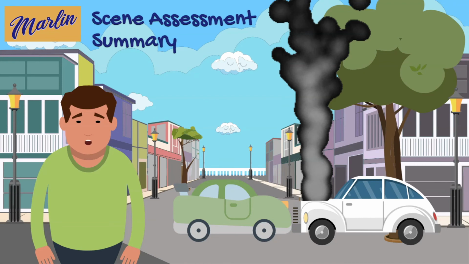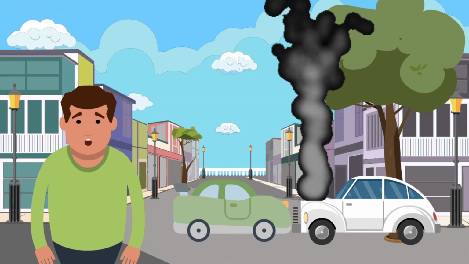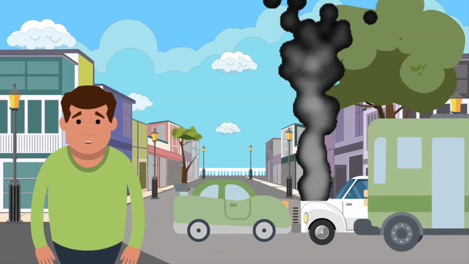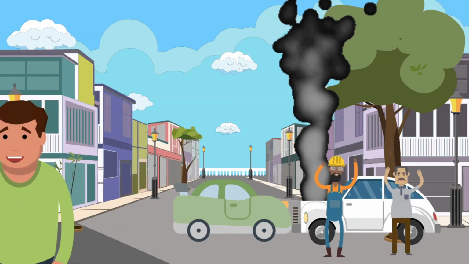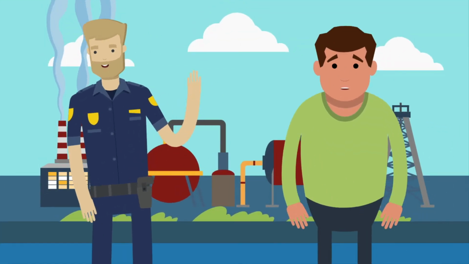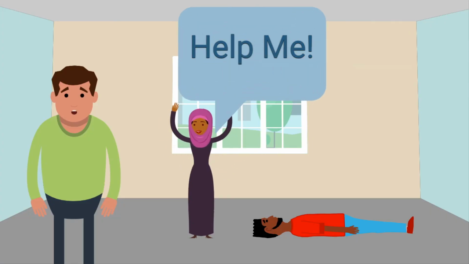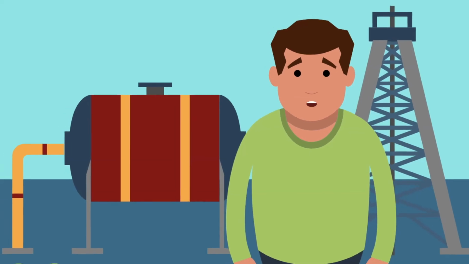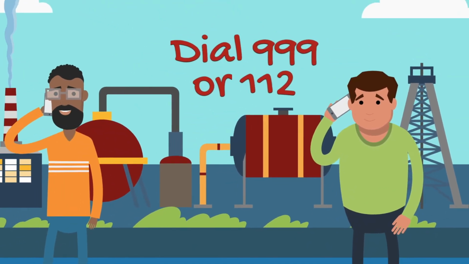So, to summarise, it's important to check for danger first before approaching an accident scene. Quickly scan for hazards and make sure you don't become part of the accident yourself. If you have barriers such as gloves or face shields, use them. Check the quiet people first. They might not be breathing. Make sure the emergency services have been called, either by yourself or a bystander.